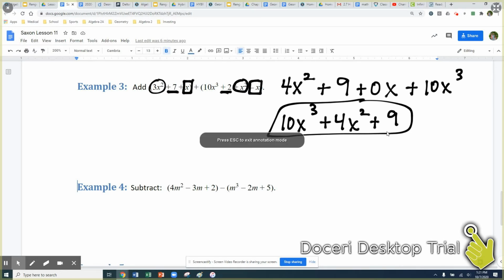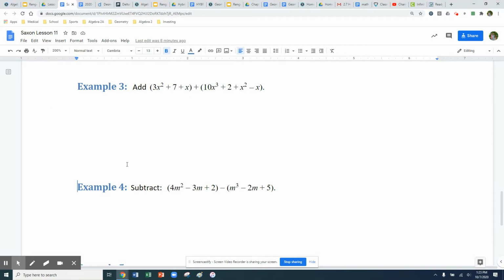Am I okay if I close this one down? Caden, you good back there? Yeah. Getting sleepy?